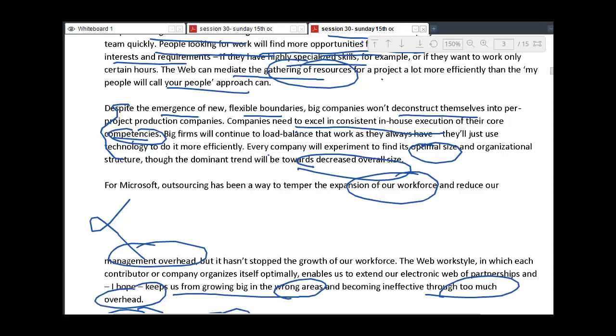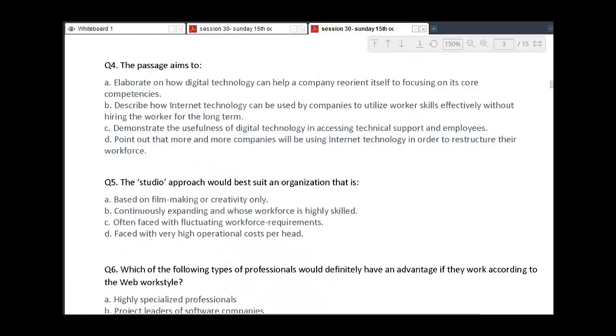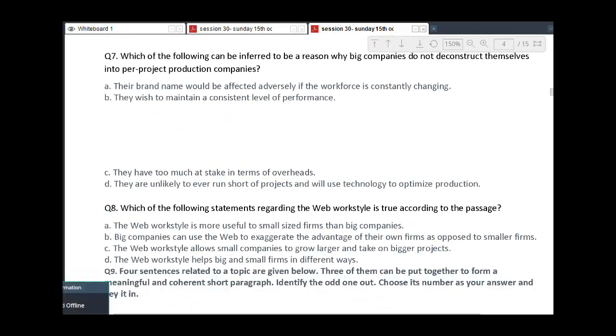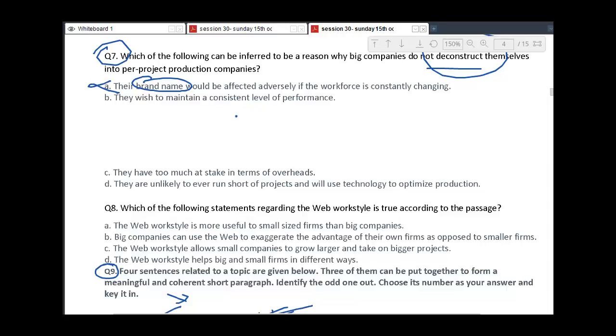And if you go down here, you can arrive at the answer by elimination, people. What is so difficult about it? It says here that their brand would... do you think the author has anywhere hinted that the brand name will be affected adversely? So B can be one good choice. They have too much at stake in demand in terms of overheads. In fact, the author says they should not go for overhead. And you say they have too much of overhead. So how can you mark C?